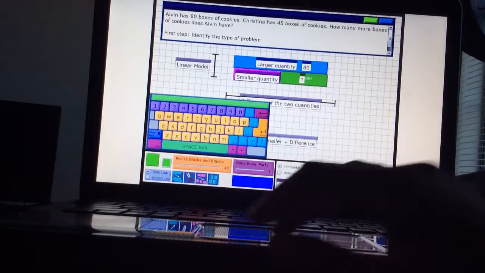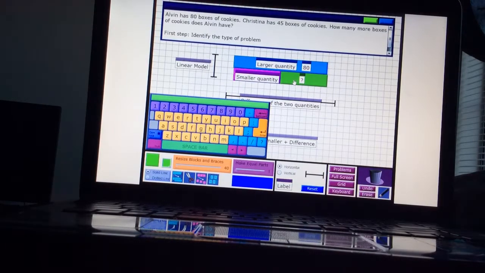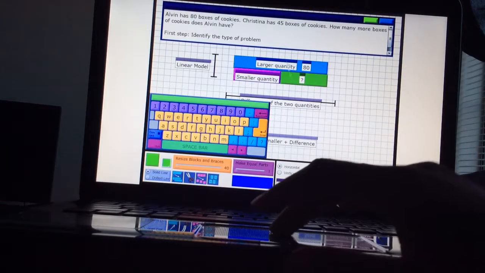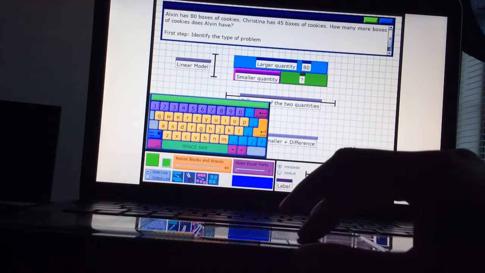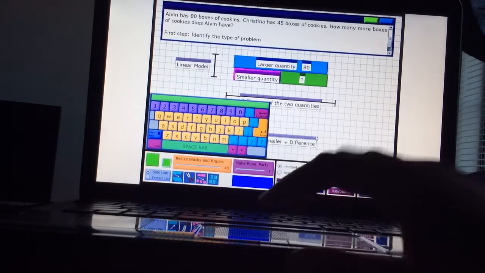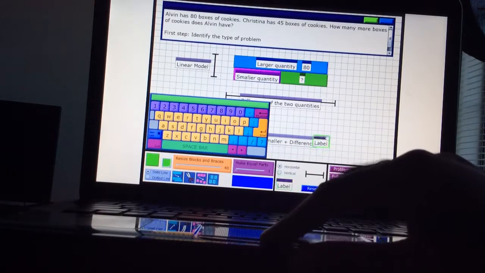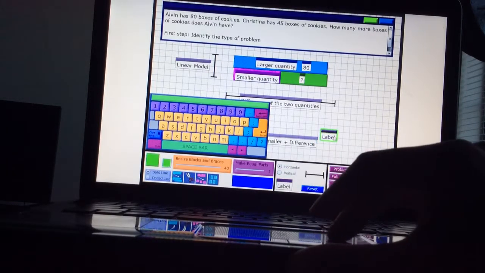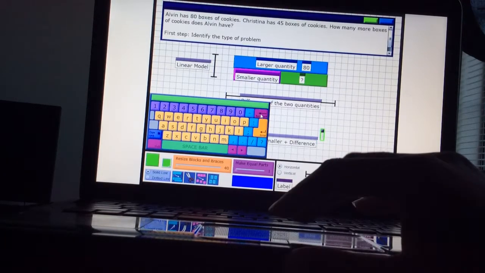And our smaller quantity. What is our smaller quantity? Let's look back in our word problem, and we see that our smaller quantity is the amount of cookie boxes that Christina has, and that's 45. So let's add that to our smaller quantity.